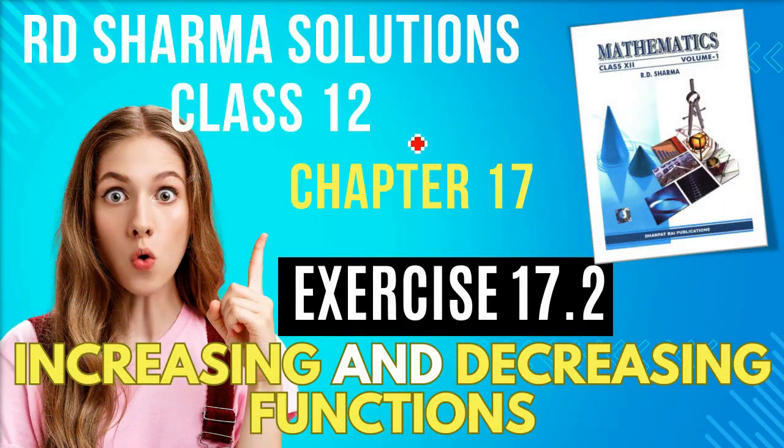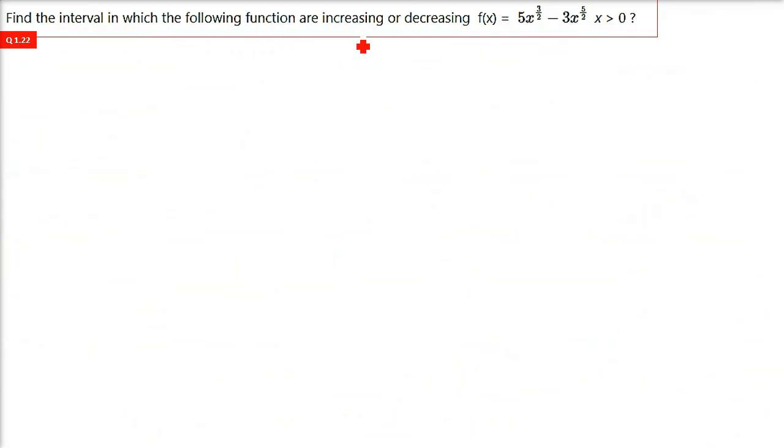This is RD Sharma solution. We are taking chapter 17 of class 12th, increasing and decreasing functions. Exercise 17.2. Find the intervals in which the following functions are increasing or decreasing. So this f(x) is equal to 5x^(3/2) minus 3x^(5/2).